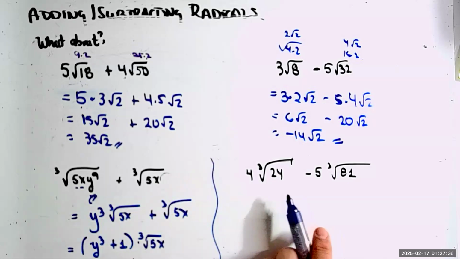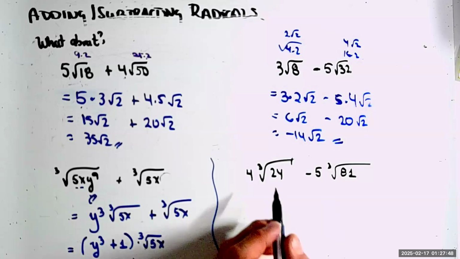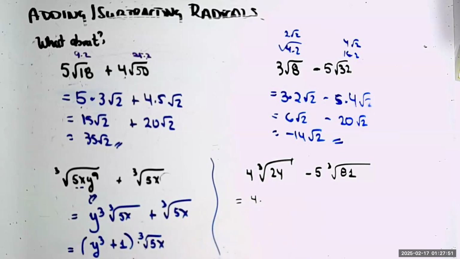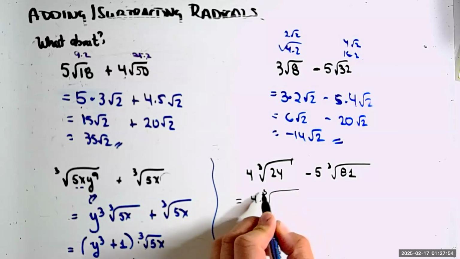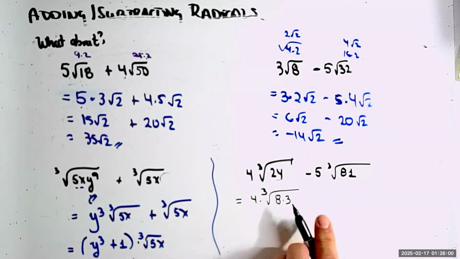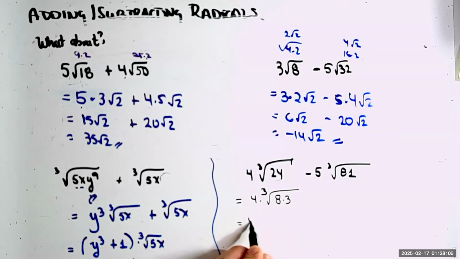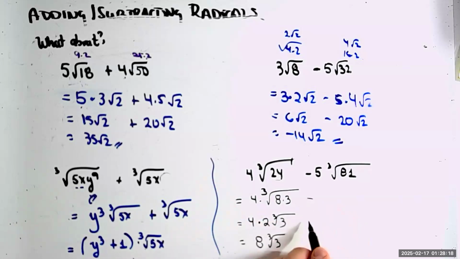Okay, and then this one, we have the 4 times the cube root of 24. Notice that this one can be broken down as well. Now we're dealing with the cube root. So this is 4 times the cube root of what? Factors of 24 with perfect cube roots. That will be 8 times 3. The cube root of 8 is 2, and the 2 multiplies the 4. So this is 4 times 2 cube root of 3, and 4 times 2, 8 cube root of 3.